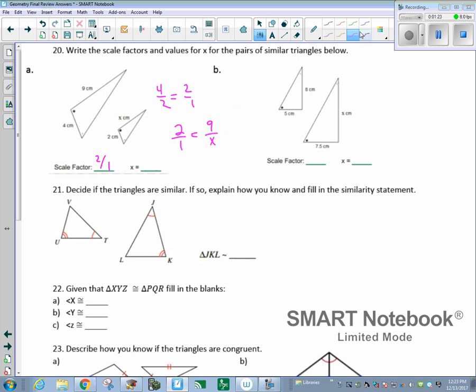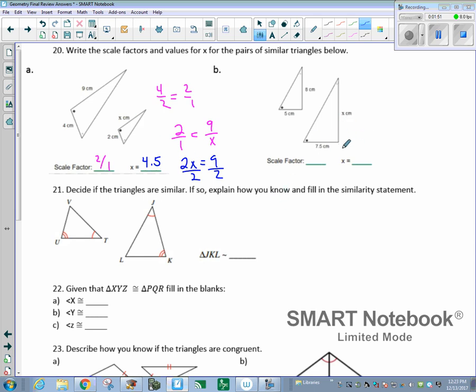We do a little cross multiplication here, which gets me 2x equals 9. When I divide by 2, x comes out to be 4.5. That should make sense because the bigger triangle is double the smaller one, or if I take the bigger one in half, I get the smaller one. If I take 9 and divide it by 2, I get 4.5.